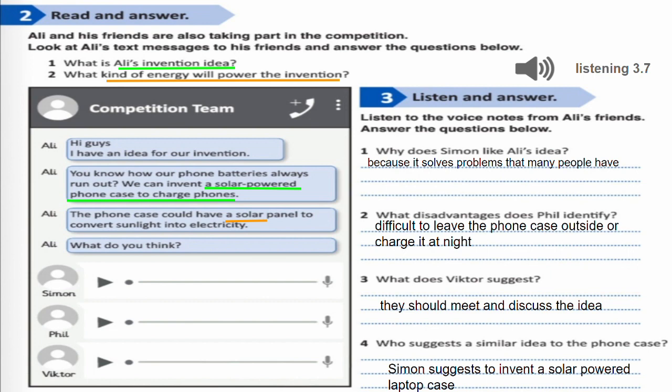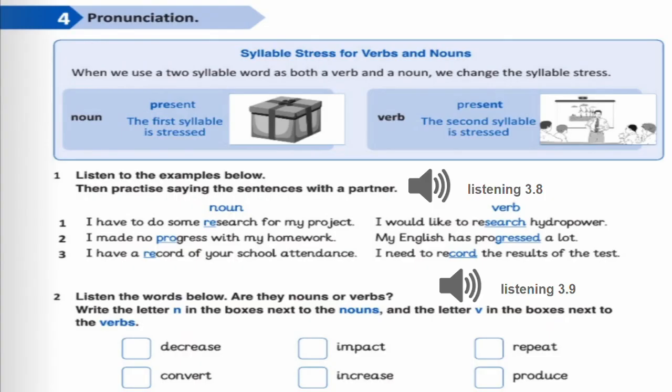Good. Let's move on to the next step, which is about pronunciation. We have this box containing syllable stress for verbs and nouns. When we use a two-syllable word as both a verb and a noun, we change the syllable stress. If we have a noun, the first syllable is stressed, present, present. And if we have a verb, the second syllable is stressed, present, present.